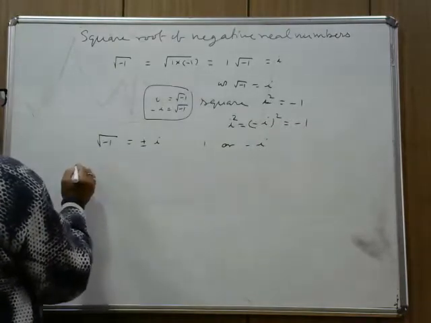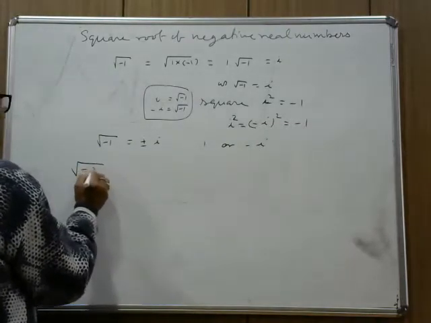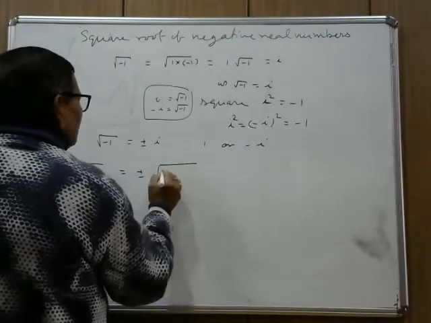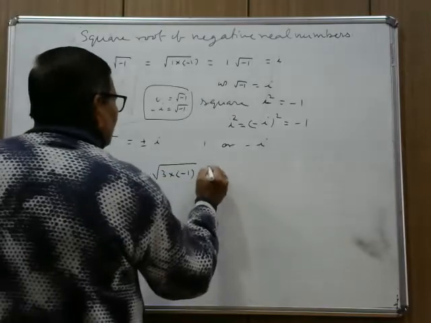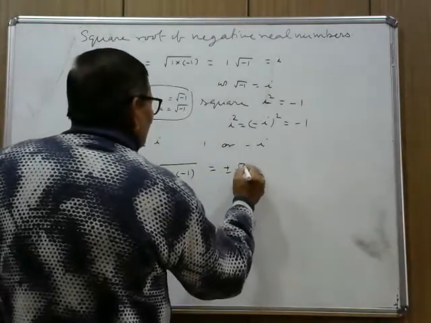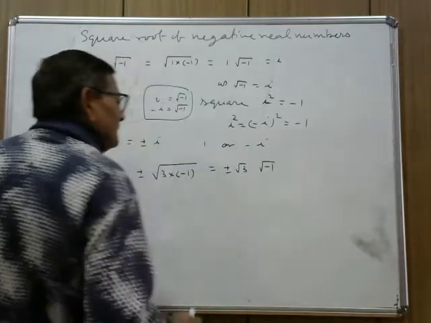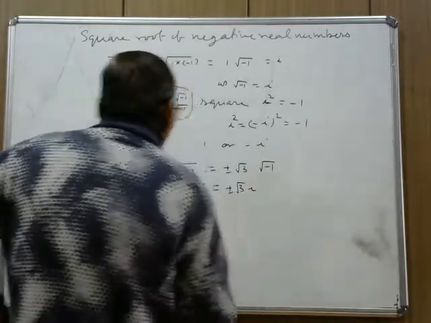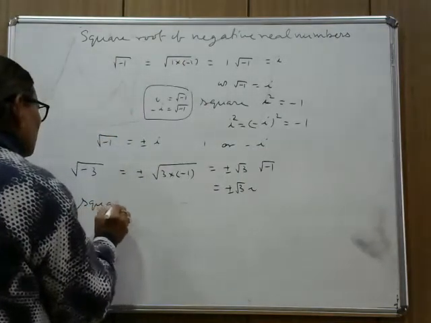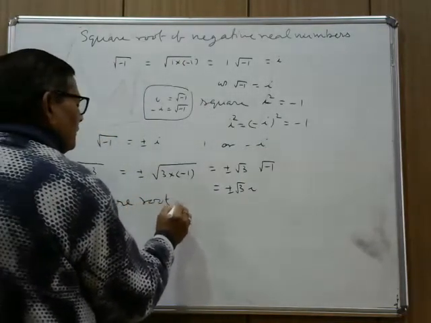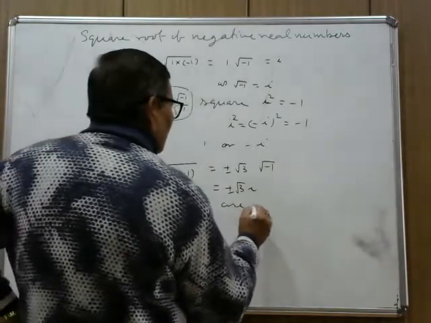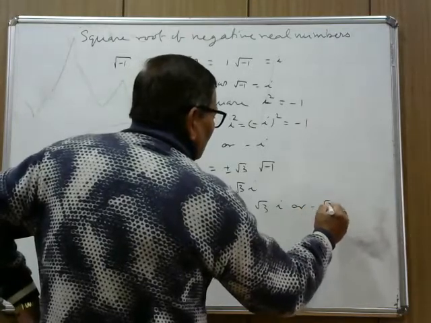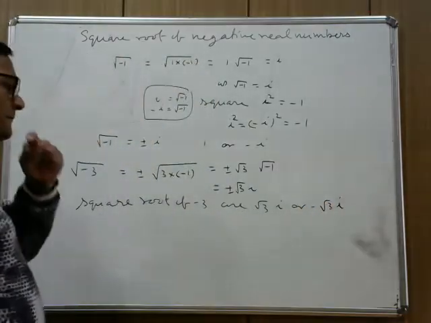Now square root of minus 3, you find under root minus 3. That is equal to plus minus under root 3 into minus 1, and this can be written as plus minus under root 3 into under root minus 1. So that is equal to plus minus root 3i. So the square root of minus 3 is root 3i or minus root 3i.